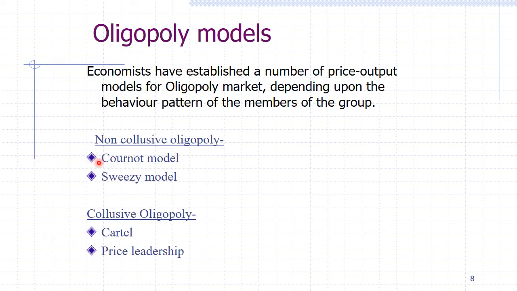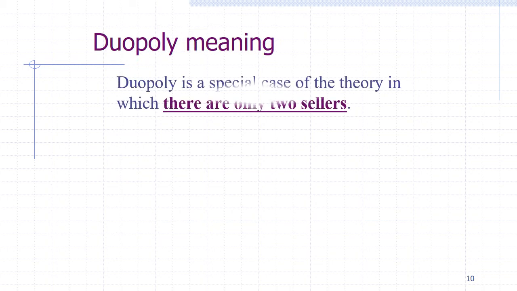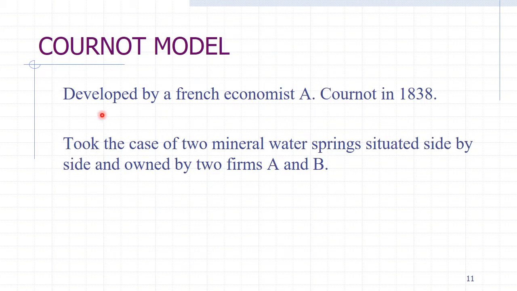We are still discussing the duopoly Cournot model. Sometimes it's called the duopoly model, sometimes the Cournot model. It was developed by the French economist A. Cournot, and is named after him. It was introduced in 1830. He took the case of two mineral water springs situated side by side and owned by two firms, A and B.